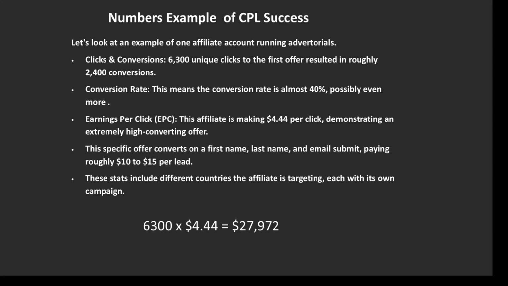Let's look at an example of one affiliate account running advertorials. In this case, 6,300 unique clicks to the first offer resulted in roughly 2,400 conversions. This means the conversion rate is almost 40%, possibly even more, which is insane. This affiliate is making $4.44 per click, demonstrating an extremely high converting offer. This specific offer converts on a first name, last name, and email submit, paying roughly $10 to $15 per lead.